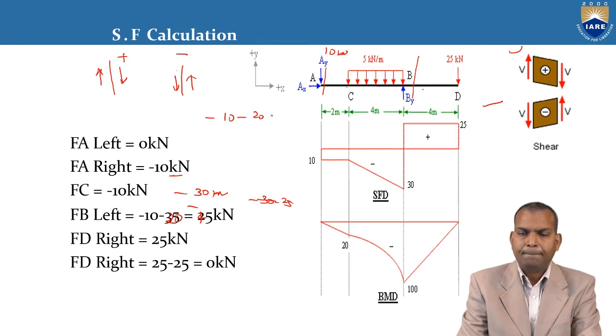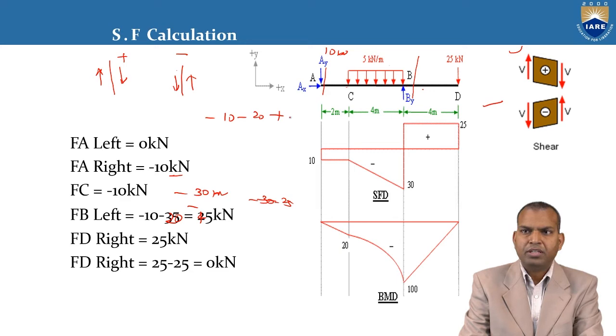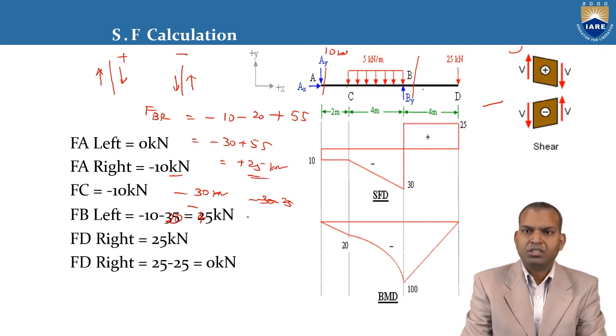minus 20 plus BY is acting downwards. What is the BY force? The BY we considered here is 55 kilonewtons. So shear force at B right, FB right, equals minus 30 plus 55, that is plus 25 kilonewtons. If you go beyond this, plus 25 kilonewtons is acting up to point D. Then after D, plus 25 minus 20 plus 25 becomes 0.